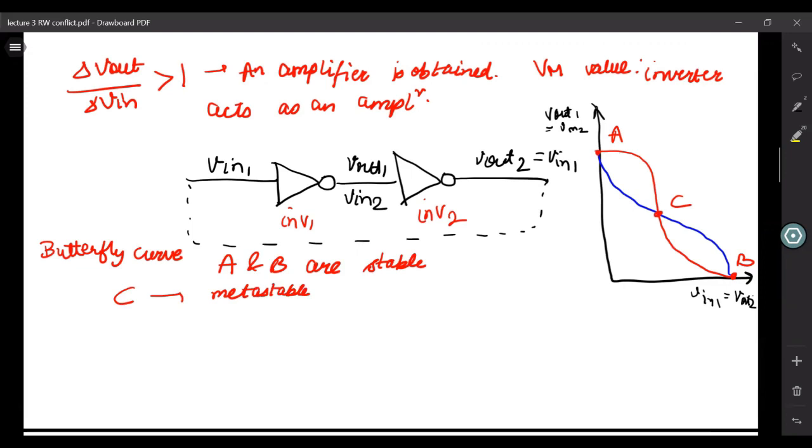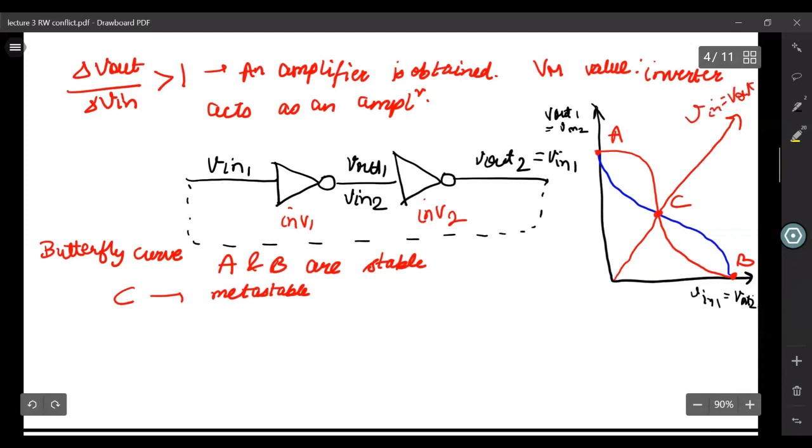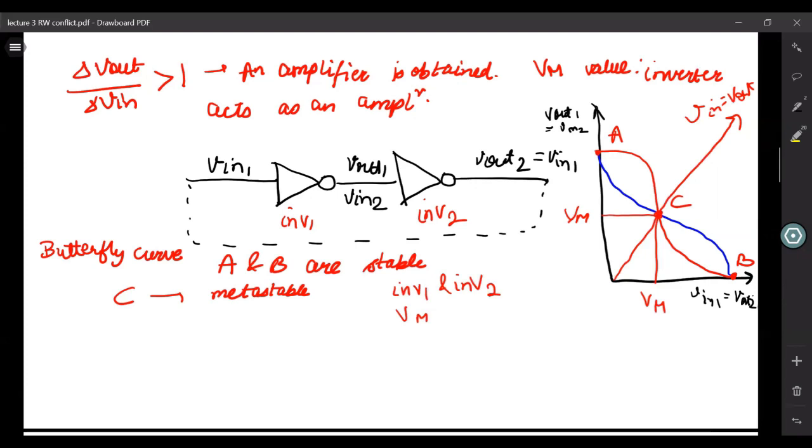What exactly is C? If you draw the linear curve, which tells you V in equals V out, I have drawn it wrongly, so let me just draw it again. C actually falls on that point, and it corresponds to the VM of both the inverters. We are assuming that inverter 1 and inverter 2 are matched, and their VM are the same. So point C corresponds to the VM of both the inverters, and that is a metastable point.